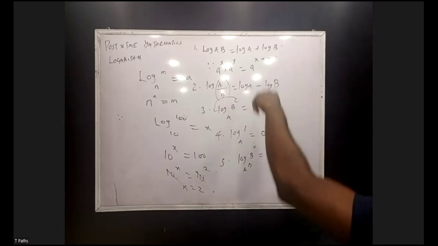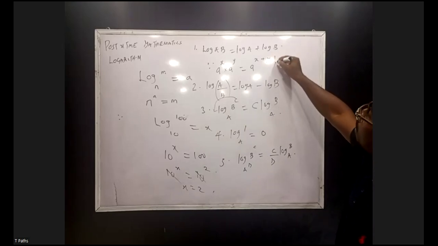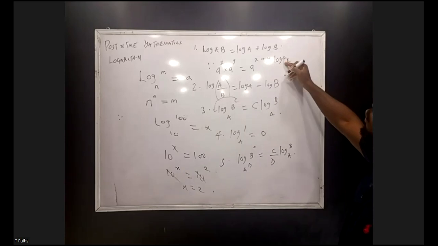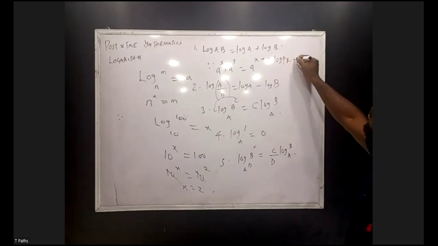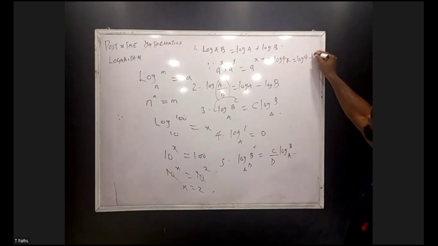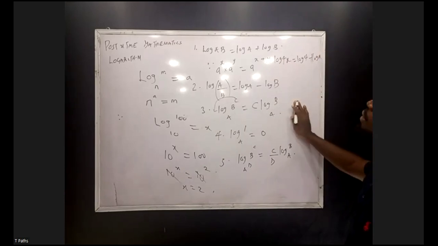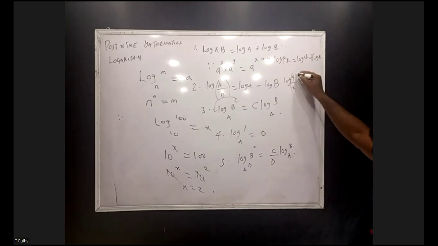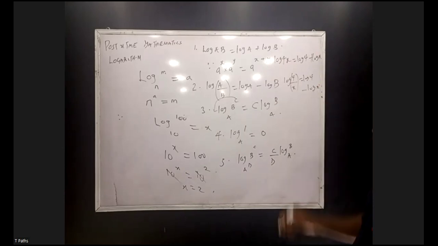Now, let's apply all of these rules one by one. How do we apply them? If I have logarithm of 4x, because 4x is 4 times x, it is going to give me log 4 plus log x. What if I have log 4 divided by x? That will give me log 4 minus log x.